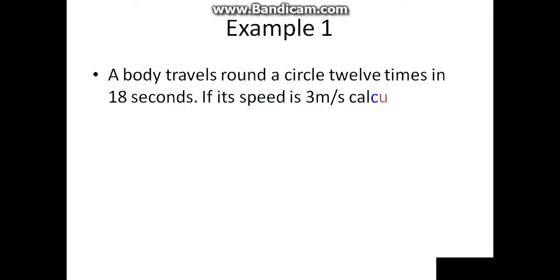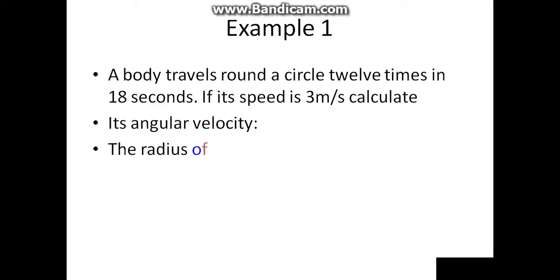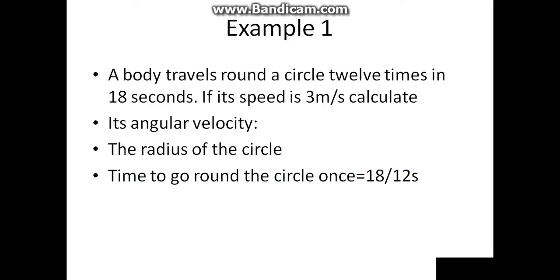Example 1. A body traveled round a circle 12 times in 18 seconds. If its speed is 3 meters per second, calculate its angular velocity and the radius of the circle. The time to go round the circle once is equal to 18 over 12 seconds. Solution.